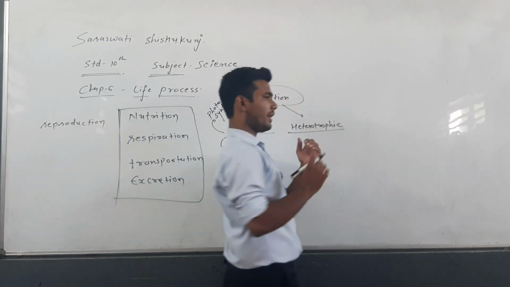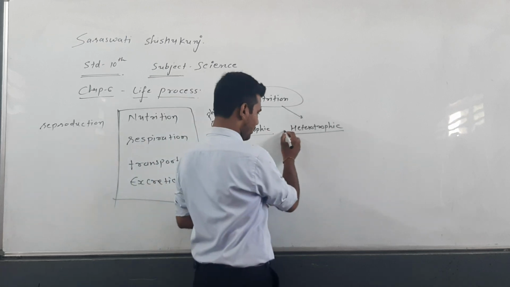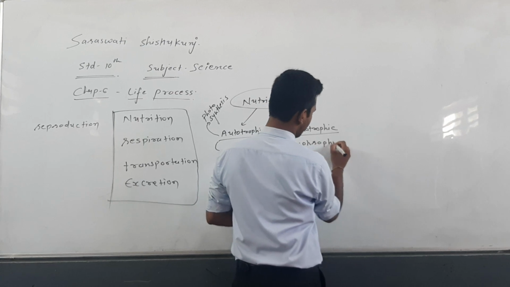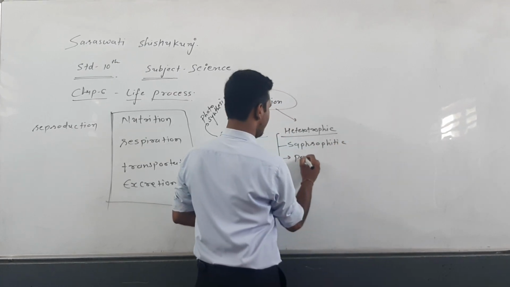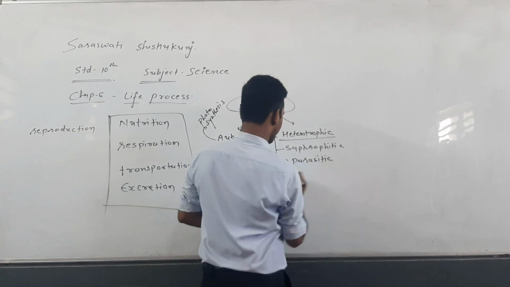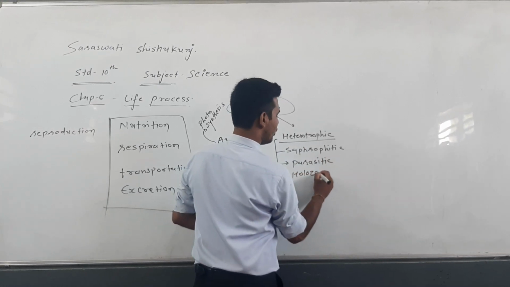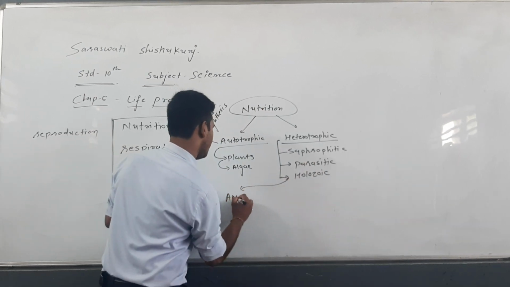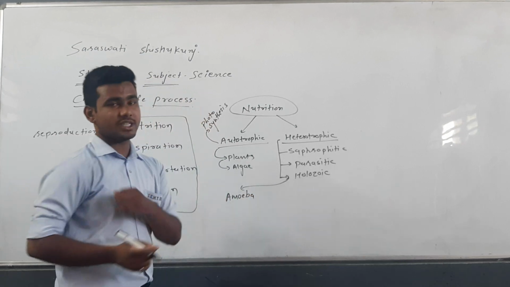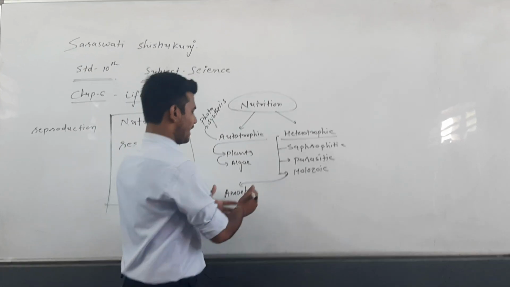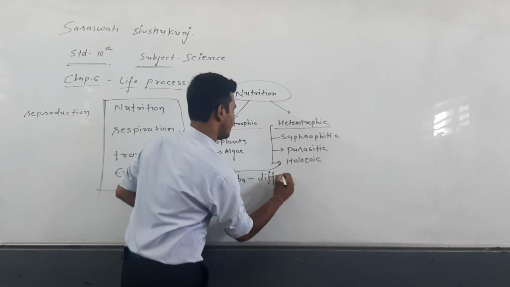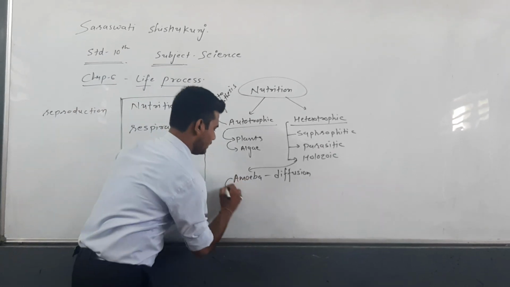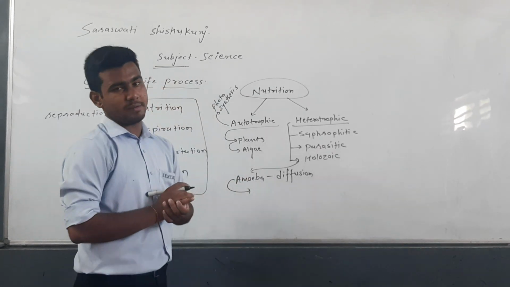In heterotrophs, the organism depends on others. In that we have also understood the saprophytic mode of nutrition, then the parasitic mode of nutrition, and then the holozoic mode of nutrition. In holozoic mode of nutrition, we have talked about amoeba, how nutrition is done in amoeba, by the process of diffusion, how amoeba takes its food, and the different steps in nutrition of amoeba.